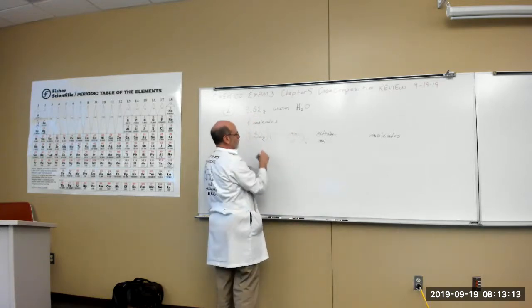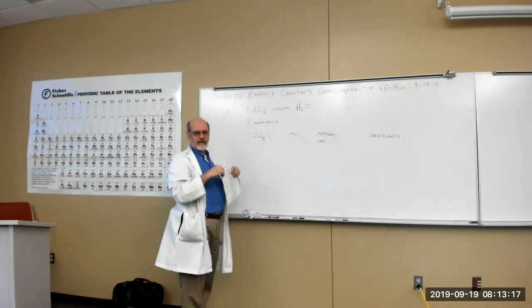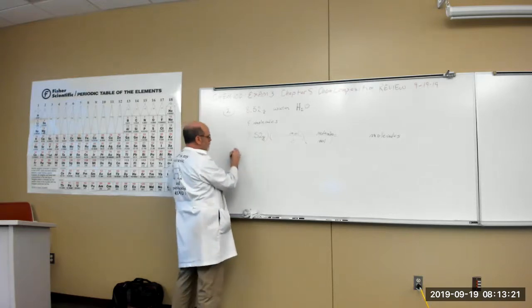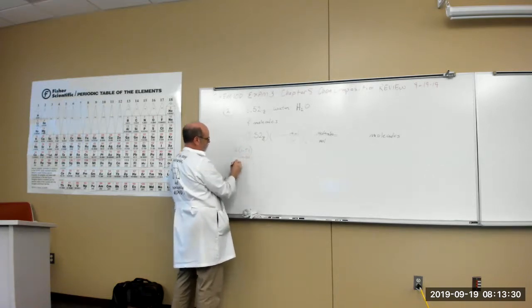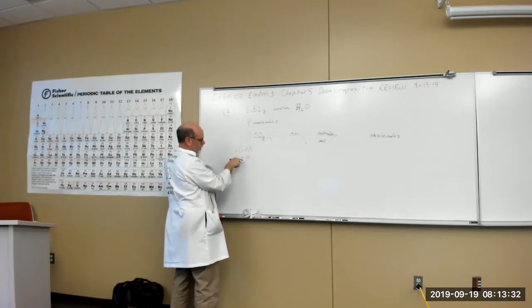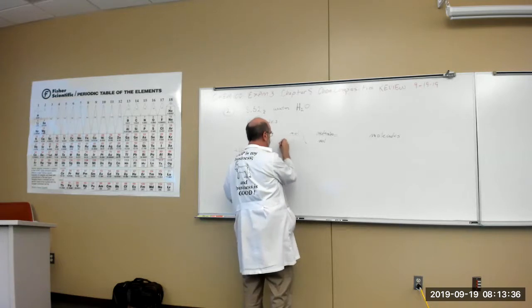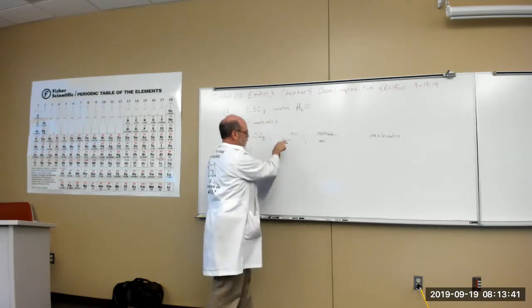So what's the molar mass of water first? 18.02. Because you've got 2 hydrogens, excuse me, and 1 oxygen. So that's 2.02 plus 16 is 18.02. So that goes here. That gets rid of grams, leaves us with moles.